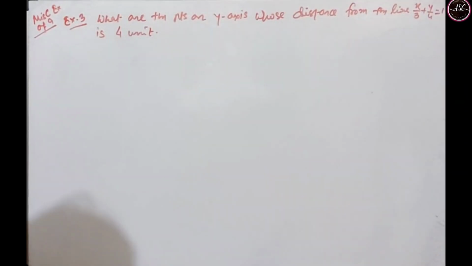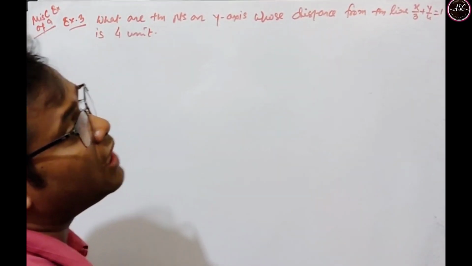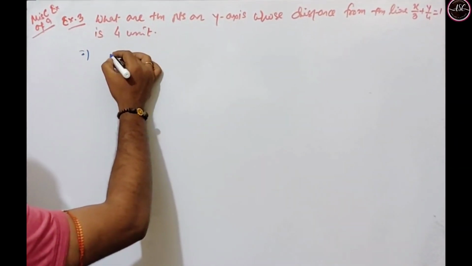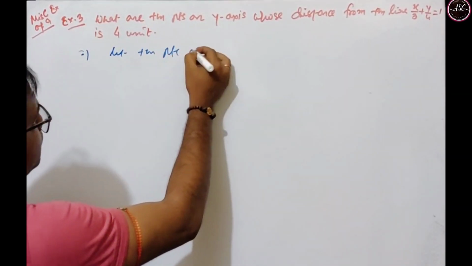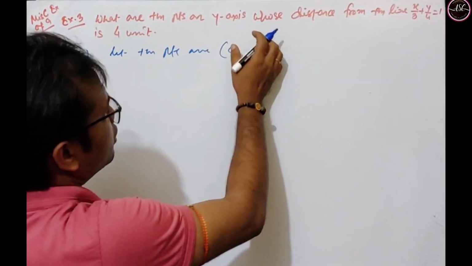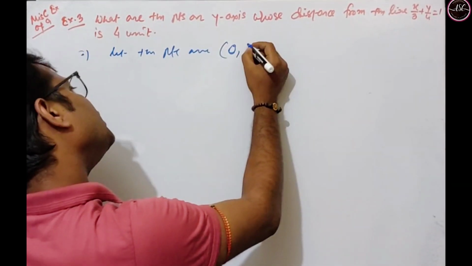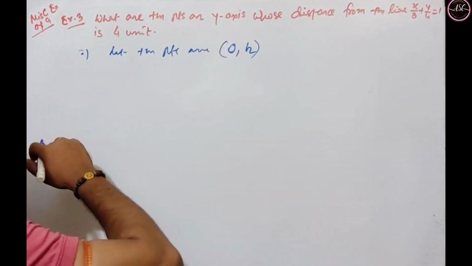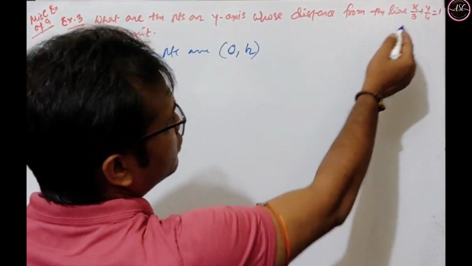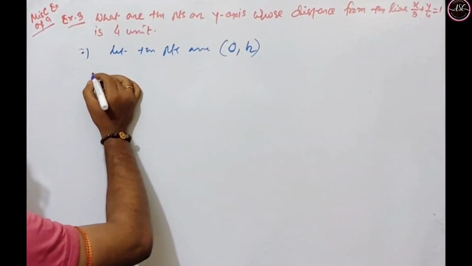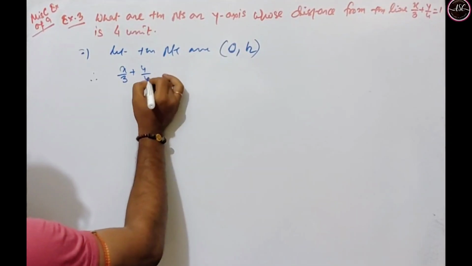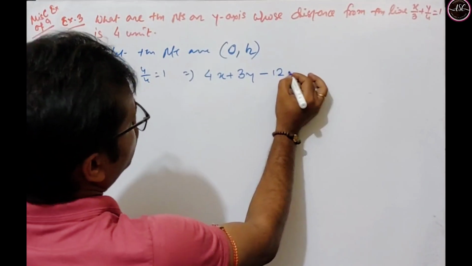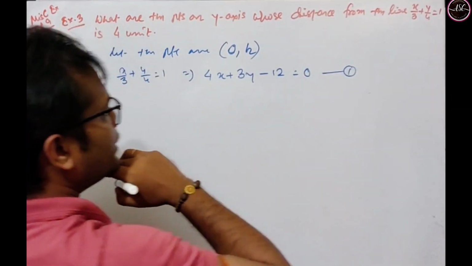Then look at this question. What are the points on y axis whose distance from this line is 4 units? So we first let the coordinate of the point, as this is y axis, so let the point be 0, h. Okay, as this is on y axis, so this part will be 0. Now the distance of this point to this line. So this line, that means x by 3 plus y by 4 equal to 1, just simplify this: 4x plus 3y minus 12 equal to 0. This is the given line.